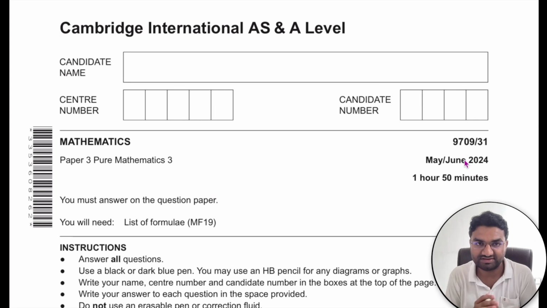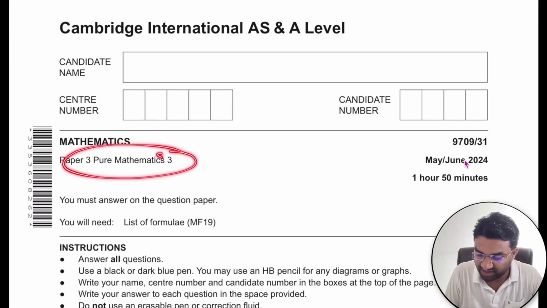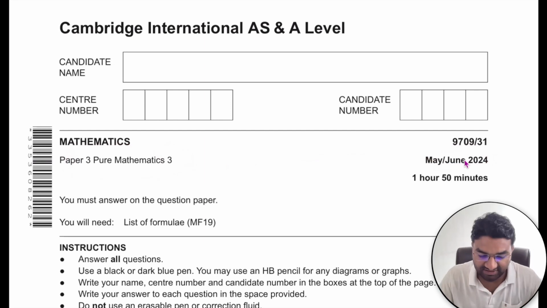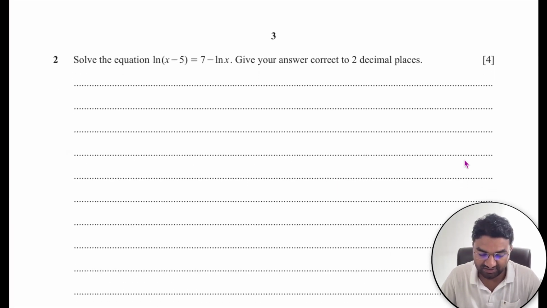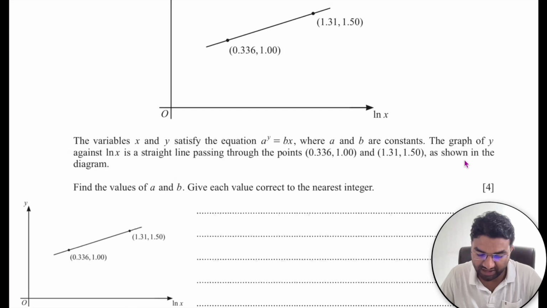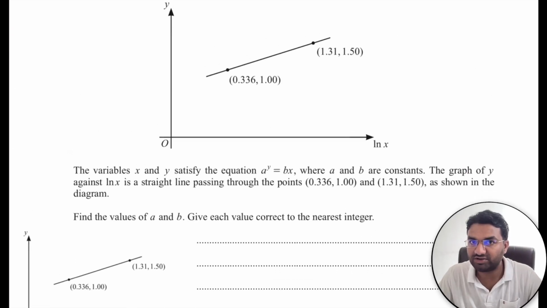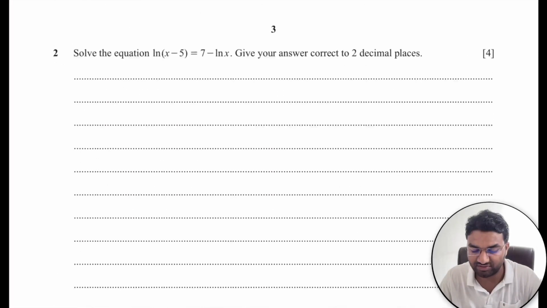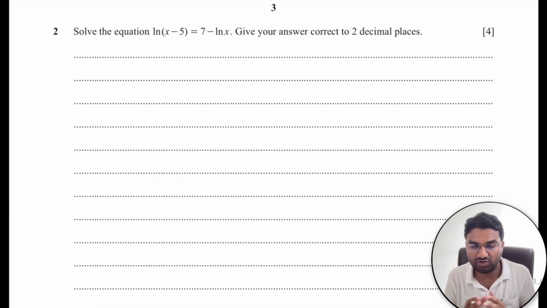So today we have to discuss questions from the Pure Mathematics 3 May June 2024 paper. It's a logarithmic and exponential function question. So let's jump on to questions number 2 and 3. Question number 2 is ln(x - 5) = 7 - ln x, and question number 3 is an application of the logarithmic function, forming the relation to the linear form. Both of these questions use the basic concepts of logarithmic functions.